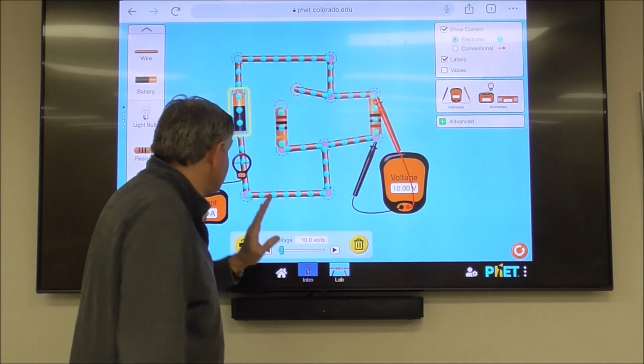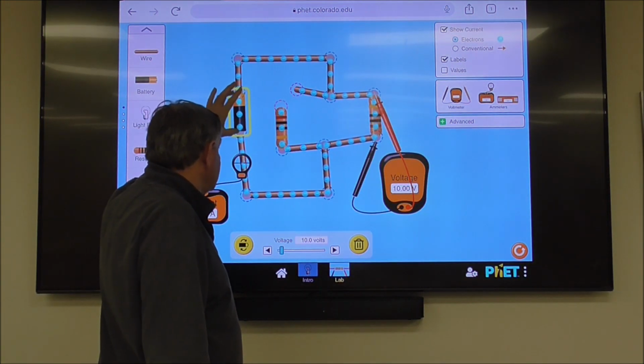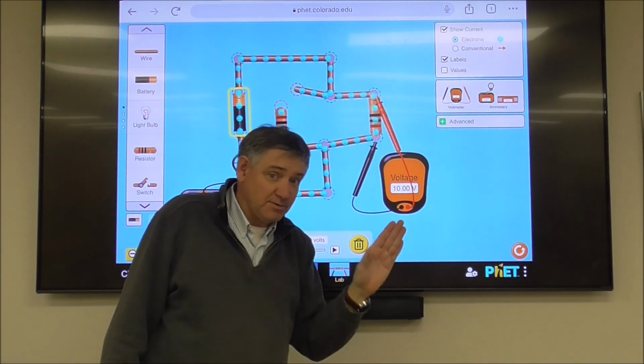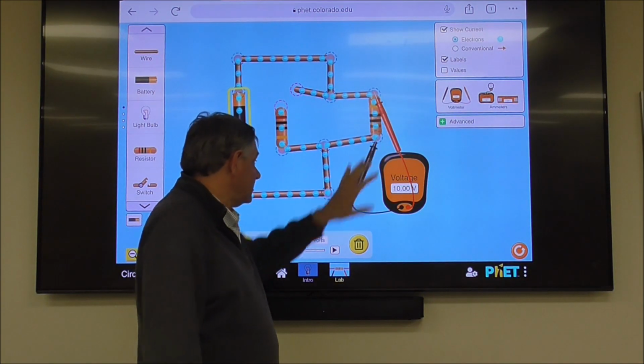So here's what I want you to see right now. I've got a 10 volt battery. I've got a 10 ohm resistor. This is as simple as it gets. It's one circuit, one battery, one resistor.